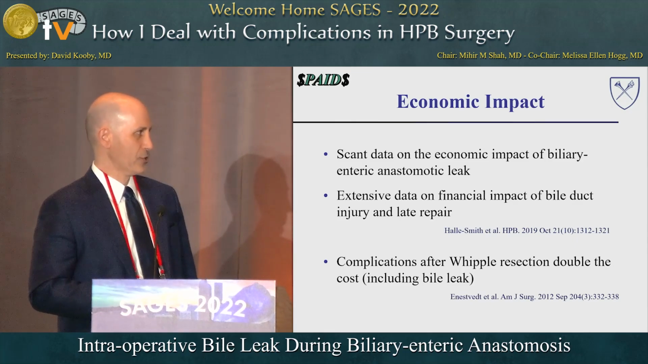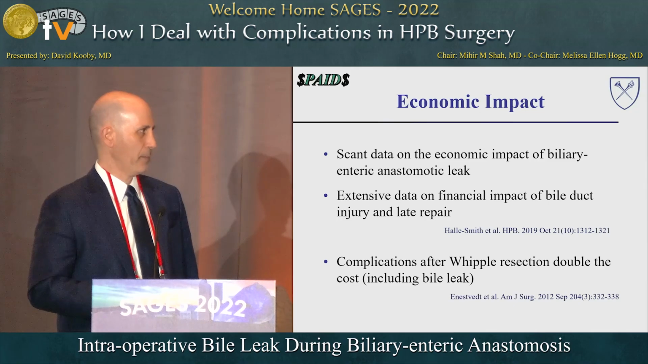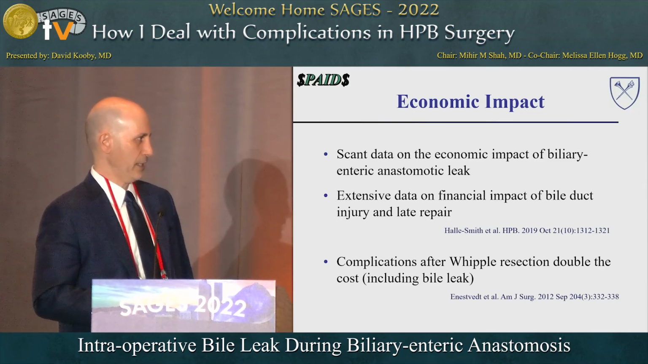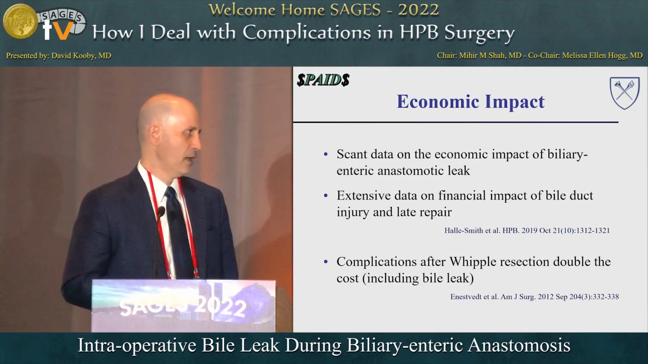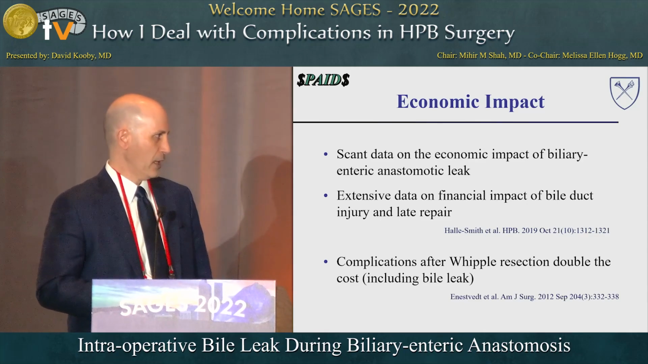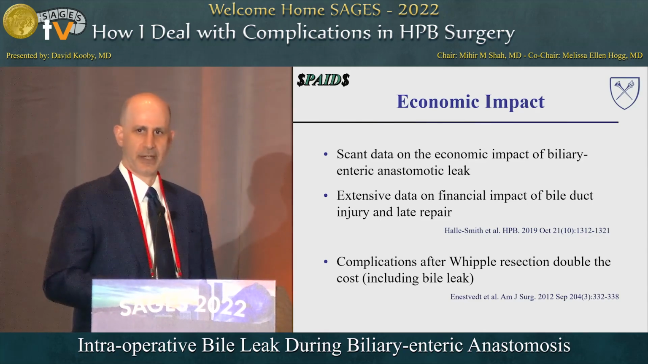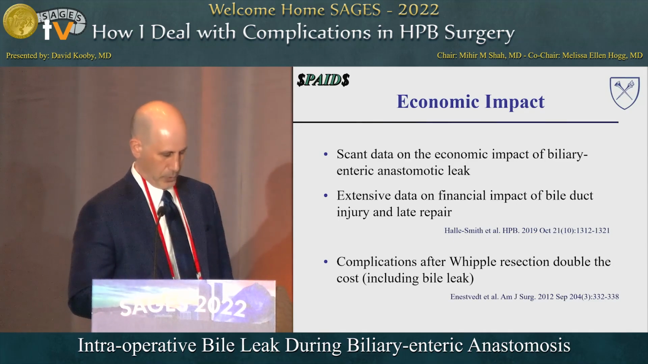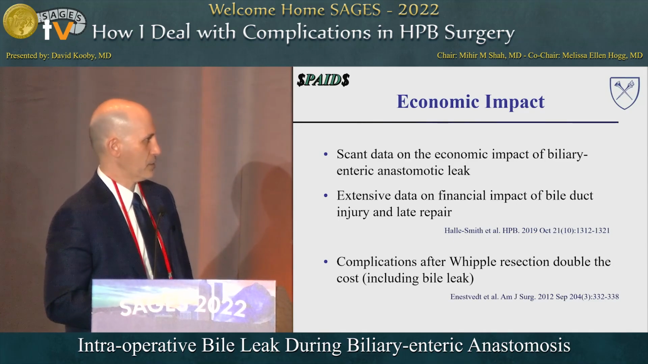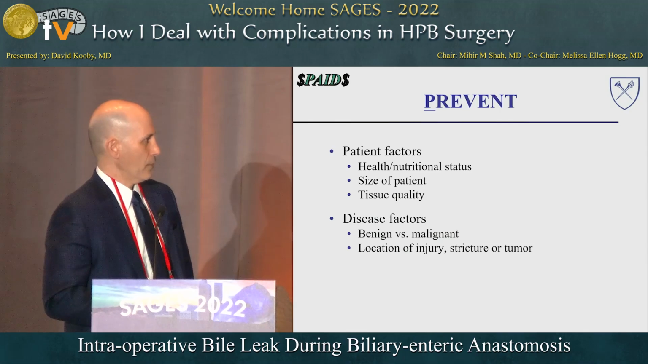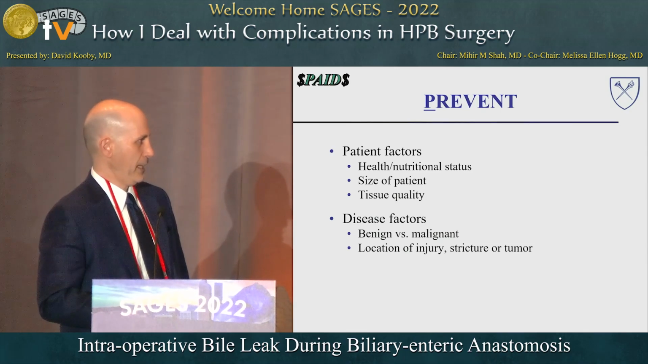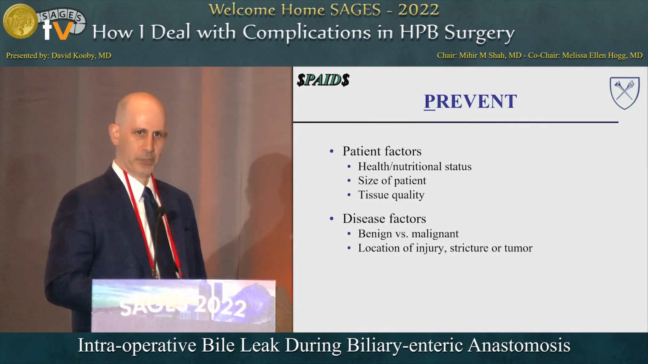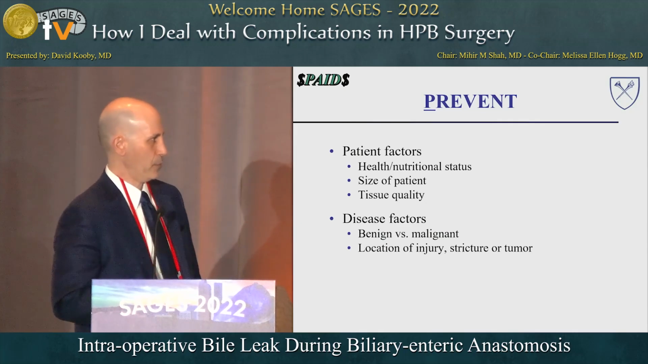There's scant data actually on the economic impact of biliary-enteric anastomoses. However, there's extensive data on financial impact of bile duct injury and late repair. And certainly we know that complications after Whipple result in a doubling of cost, especially and including bile leaks in that experience. So if we look at the P in PAID, which is prevent, we have to think about things before we go to the operating room to try to mitigate the factors that might result in a bile leak.